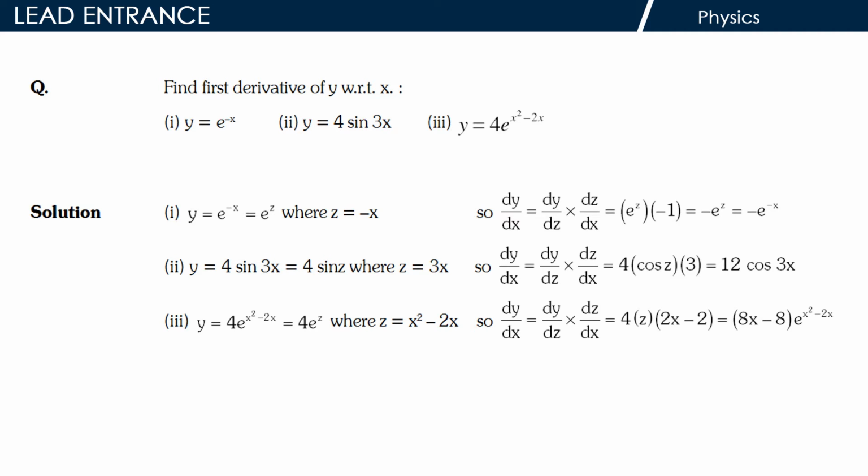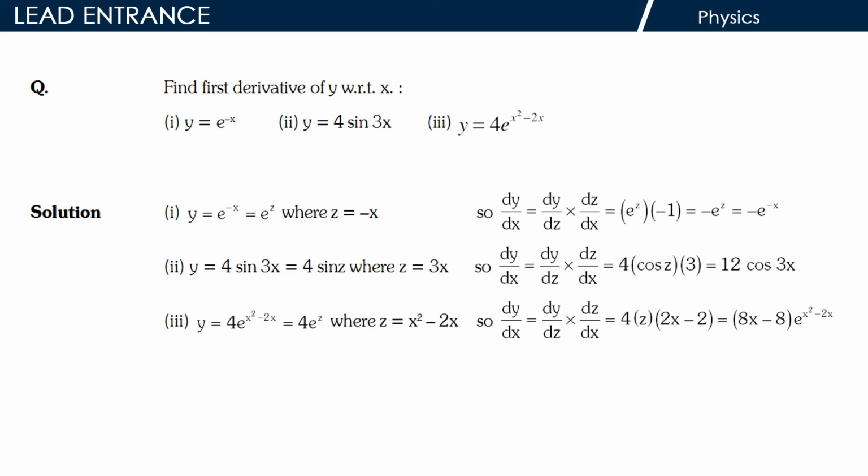Solution. First, y is equal to a to the power of minus x, which is a to power z, where z is equal to minus x. So dy divided by dx is equal to dy divided by dz into dz divided by dx, which is equal to a to the power z into minus 1, which is equal to minus a power z, which is minus a power minus x.